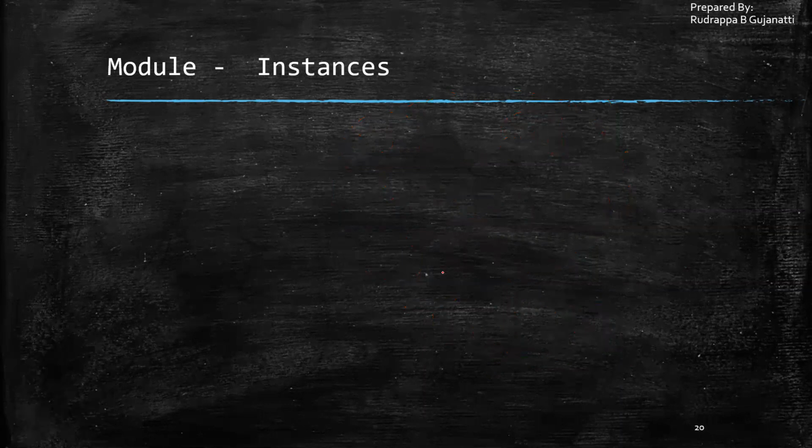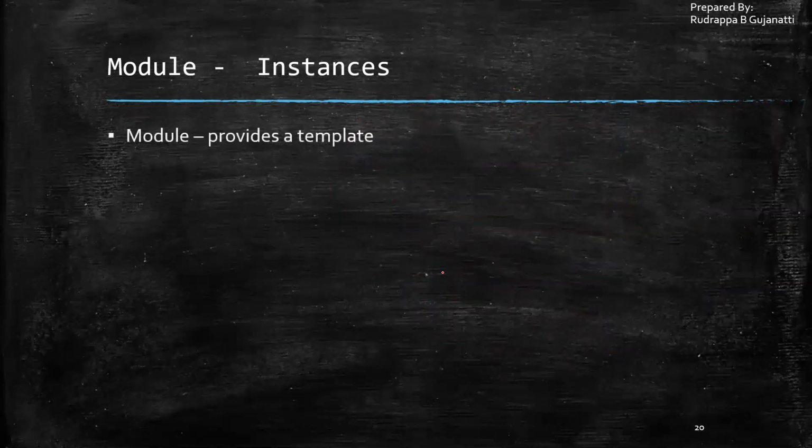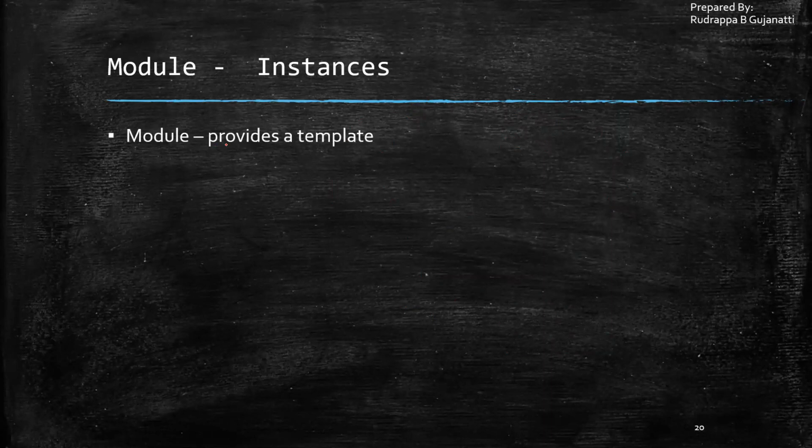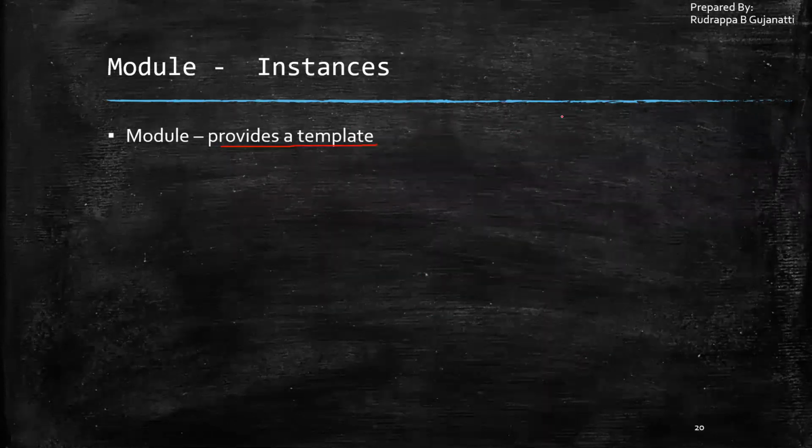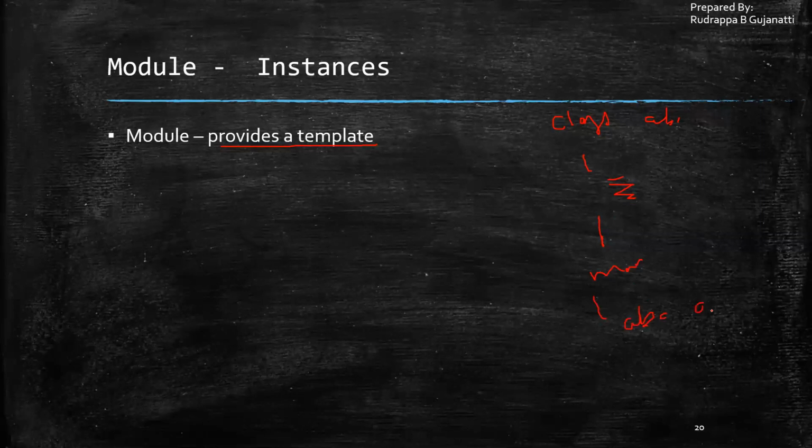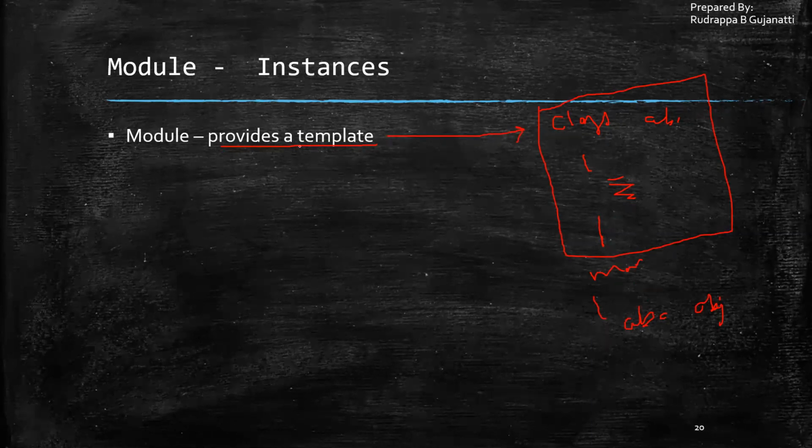Somewhat a similar thing comes over here. No need to bother about C++. It is just an analogy I have taken. So a module basically provides us a template. As I defined here, I had written class ABC, with some member functions, then I had written main, and in this I had taken ABC OBJ. So this class is acting as a template over here. Somewhat similar to this, a module basically provides a template.